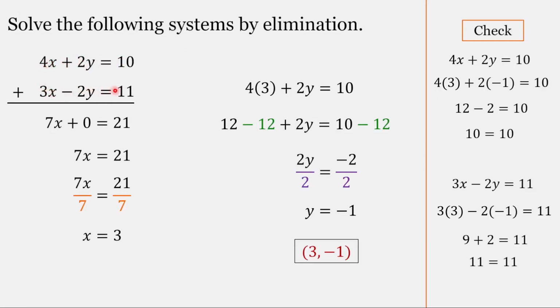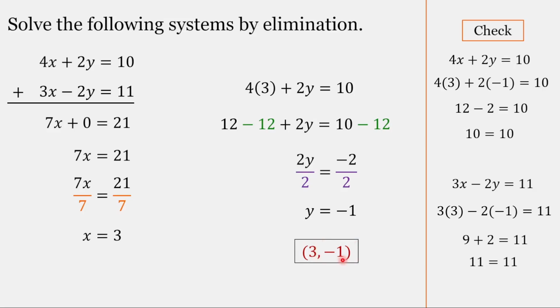Both of our equations are already in standard form. So for today, we're just going to add these two equations. We end up with 7x + 0 = 21. Our y term has been eliminated. When we solve the equation 7x = 21, we end up with an x value of 3. We can plug this into either of these two equations. I chose the first equation. Solving for y, we end up with y = -1, resulting in a solution of the ordered pair (3, -1).